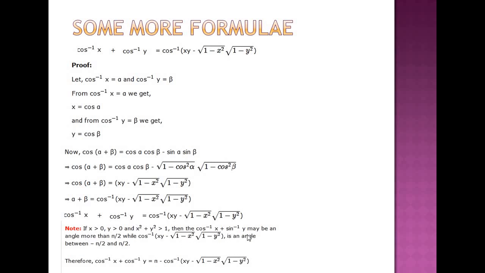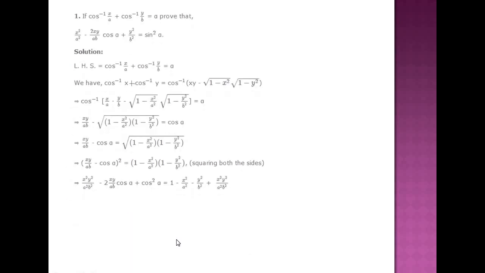Again the same procedure. If you find that this holds true, that means this will take the shape pi minus, you have to subtract it from pi. In your NCERT you will hardly come across this. In the examination it is generally taken for granted that this note is not applicable, where x and y both are positive and the sum of x square and y square is greater than 1. Otherwise you have to subtract the result from pi.